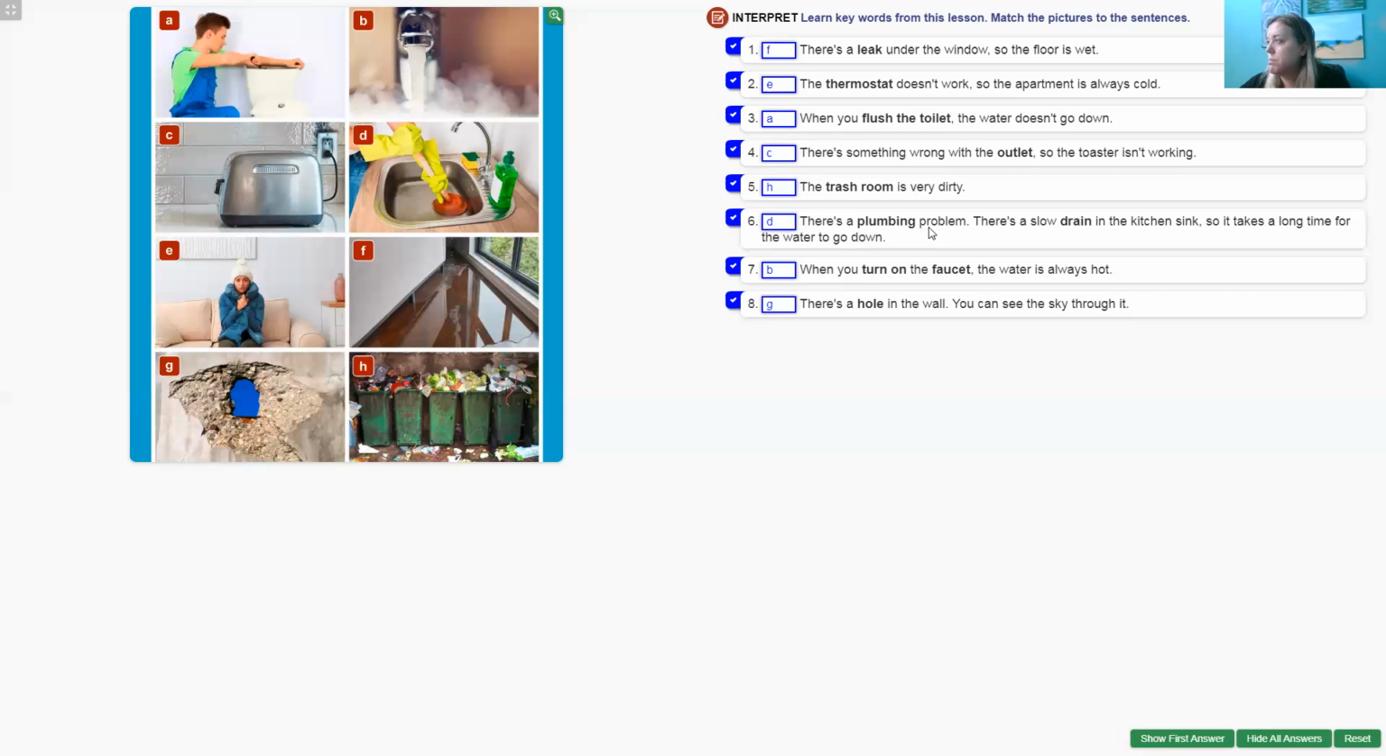Six, there's a plumbing problem. There's a slow drain in the kitchen sink, so it takes a long time for the water to go down. This is letter D. So there's something blocking the drain. He's got a plunger over the drain. The plumbing refers to the pipes underneath the sink.